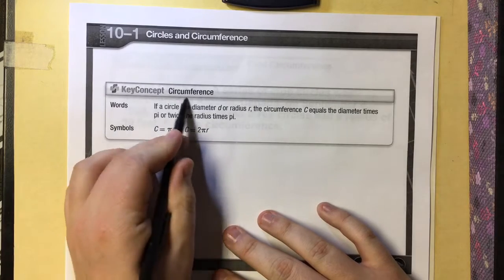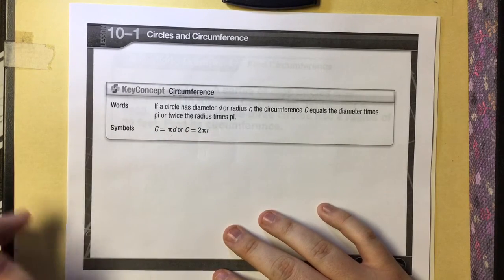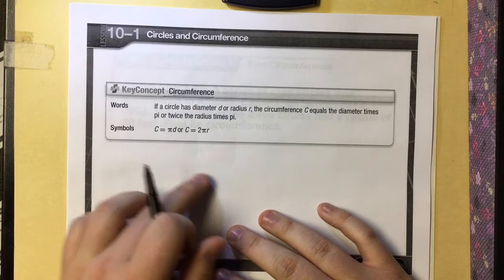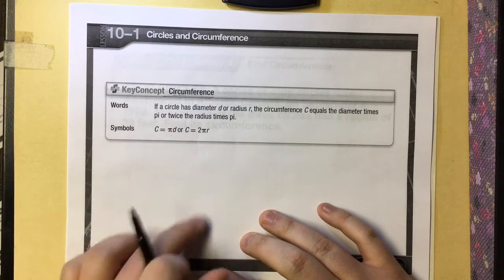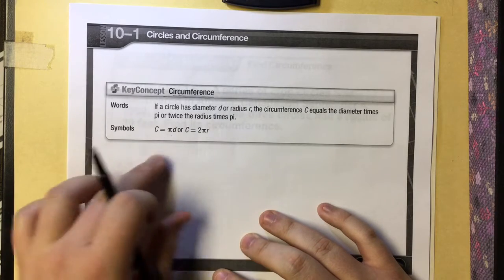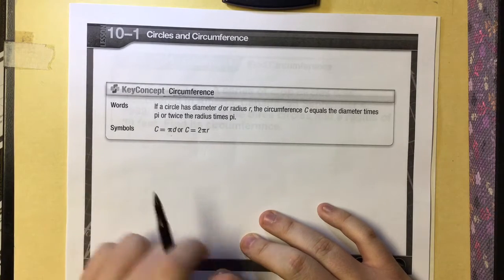All right. Here we go. The circumference of a circle. Circumference is basically the same as a perimeter. We just can't call it a perimeter because perimeter means it has to do with straight lines. But other than that, it's the exact same idea. It's the distance around the outside of a circle.